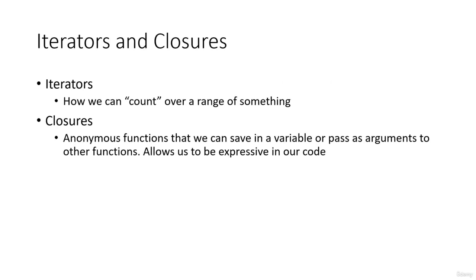And then we get into some of the functional programming aspects of Rust, which are iterators and closures. Iterators are essentially how we can count over a range of something. So from 0 to 10, we can iterate over 1, 2, 3, 4, 5, 6, 7, 8, 9. And then closures are anonymous functions that we can save in a variable or even pass as arguments to other functions. This is just a simple way to allow us to be expressive in our code.